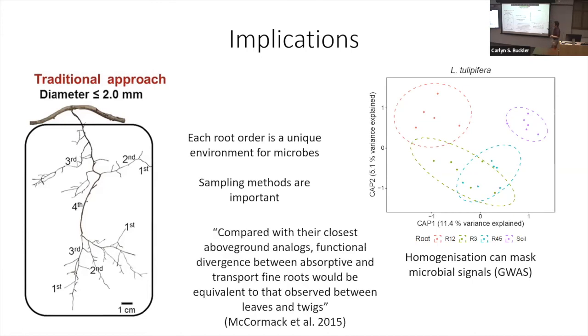And I love leaving this talk with this quote here. This is from Luke McCormack's paper in 2015, New Phytologist. And he said, compared with their closest above ground analogs, functional divergence between absorptive and transportive fine roots would be equivalent to that observed between leaves and twigs. And if I was studying the leaf microbiome, I wouldn't have a twig in my leaf microbiome. And so for the roots, we should definitely be separating them out as well to really uncover these types of relationships or what the roots are actually doing in the environment.